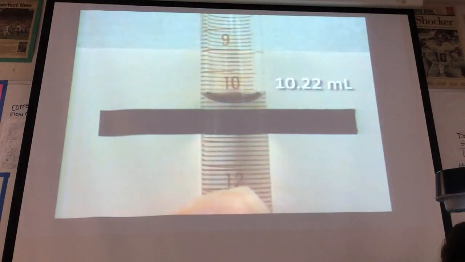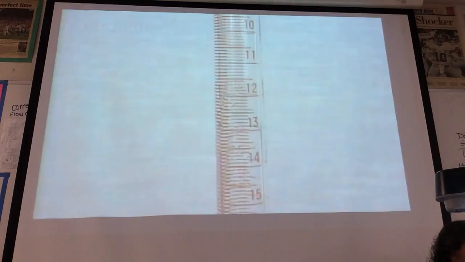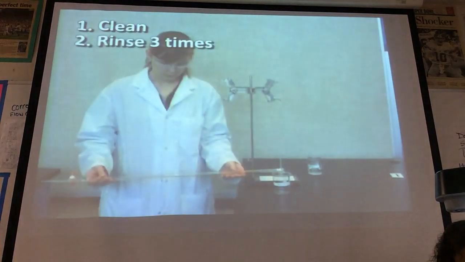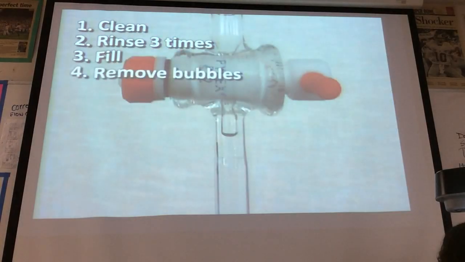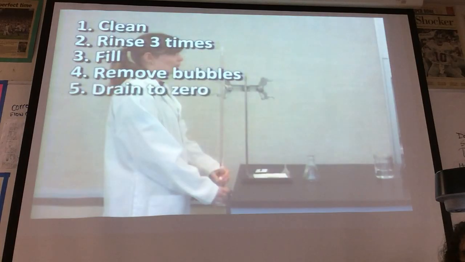Obtain a final reading. The volume titrated is the difference between the initial and final reading. The concentration of your analyte can now be calculated. Let's review the steps. Make sure the burette is clean. Rinse 3 times with small portions of titrant. Fill the burette with titrant to above the 0 mark. Remove any bubbles. Drain to 0 or below.